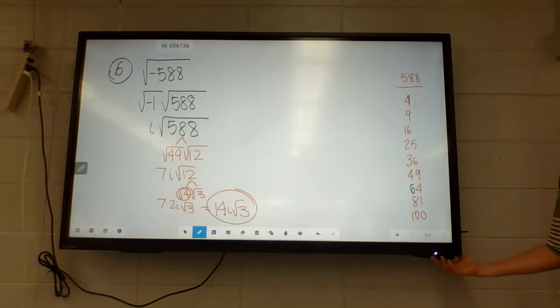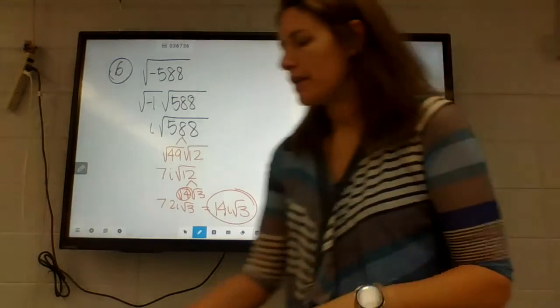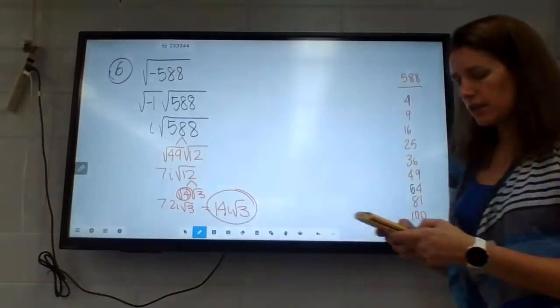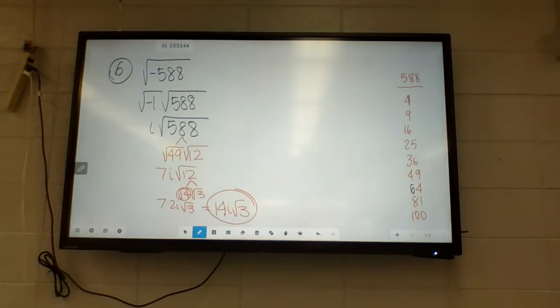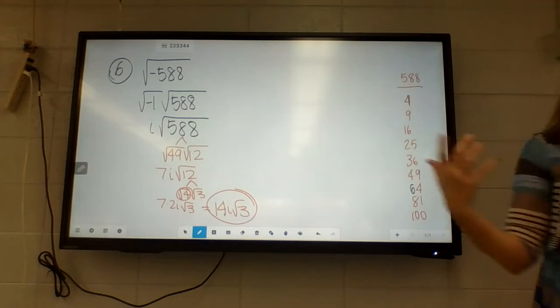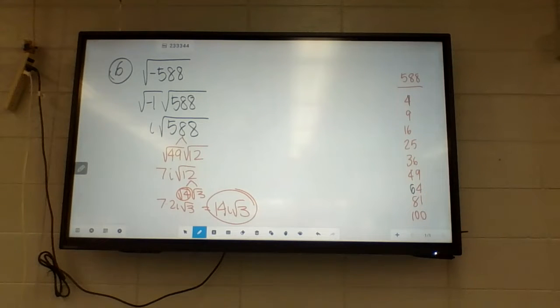Now I don't know how you would have known this, but 14 squared is 196, and so 196 goes into 588. If you notice that first, that would be the most efficient way. But I don't know how you would know that other than having some sort of calculator that simplifies it for you.